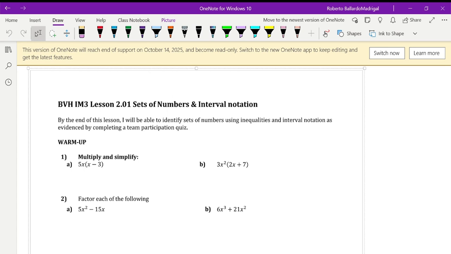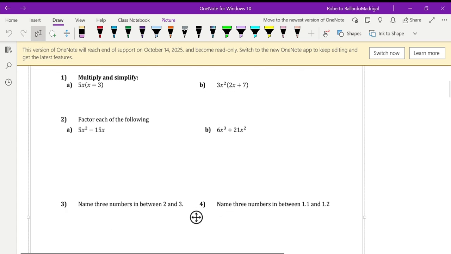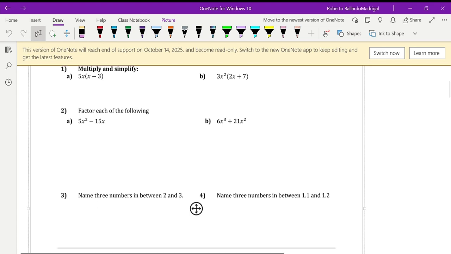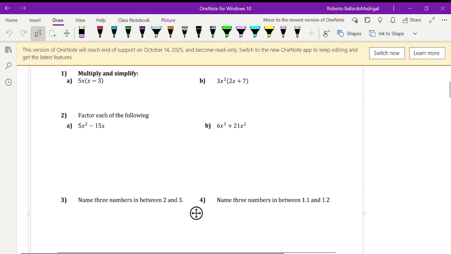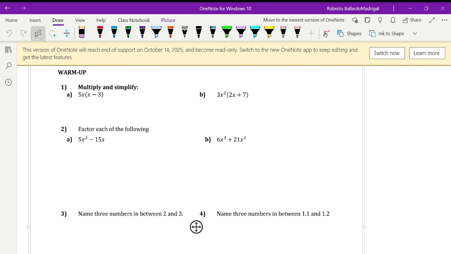Please take this time to do the warm-up. You are going to multiply these numbers together for parts 1A and 1B, and then parts 2A and 2B, you're going to factor. All right, and then 3 and 4, that's not very relevant to quadratics, but still stuff you can do. You're going to name 3 numbers between 2 and 3. So all in all, I'm going to give you guys about 5 minutes to complete the warm-up, and then we're going to check back in. All right? Any questions before we begin? Okay, you guys can get started.